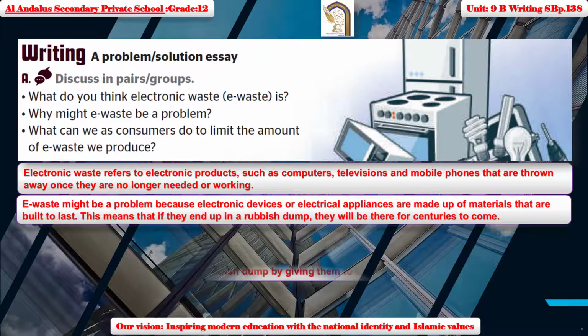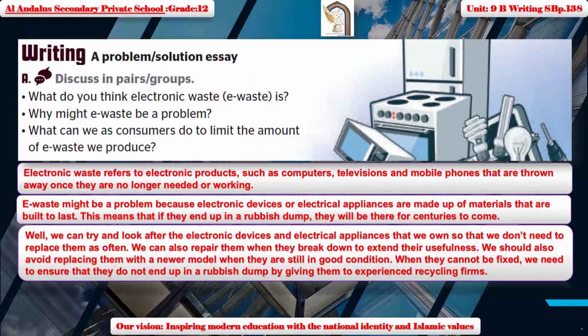Thank you very much for this detailed answer. Well, we can try and look after the electronic devices and electrical appliances that we own so that we don't need to replace them as often. We can also repair them when they break down to extend their usefulness. We should also avoid replacing them with a newer model when they are still in good condition. When they cannot be fixed, we need to ensure that they do not end up in a rubbish dump by giving them to experienced recycling firms.